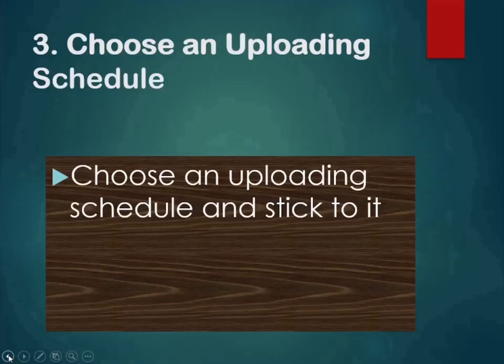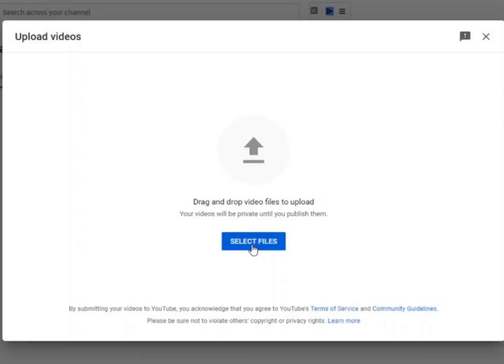Secret number 3. Choose an uploading schedule. Choose an uploading schedule and stick to it. This will help YouTube know that you're serious about YouTube, and the algorithm will start to show more of your stuff to viewers, and will tell your subscribers when they should tune in for your videos.